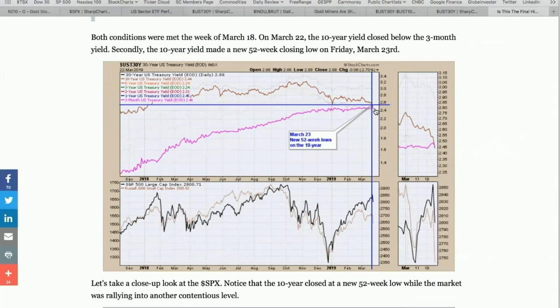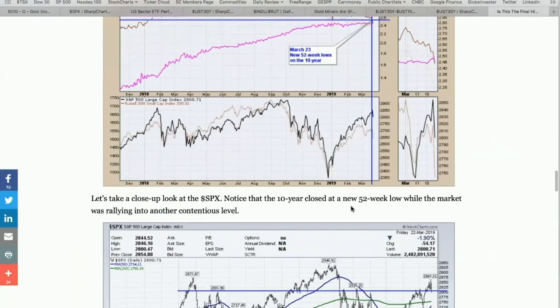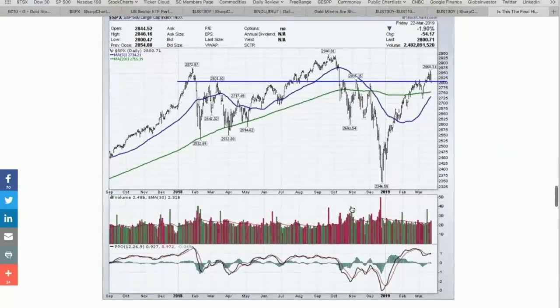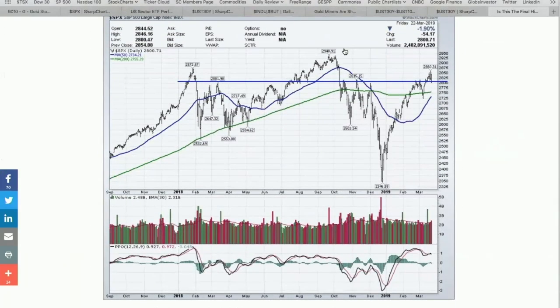And here we are sitting, and on this particular day, Thursday and Friday of last week, we had the 10-year not only cross below the 3-month, but we also had a new 52-week low. And so I marked that with a crosshairs. So when we look at our market structure currently, you can see that we've been trying to break through this kind of level for almost a year. And on Friday, we had actually kind of rallied up and pulled back.